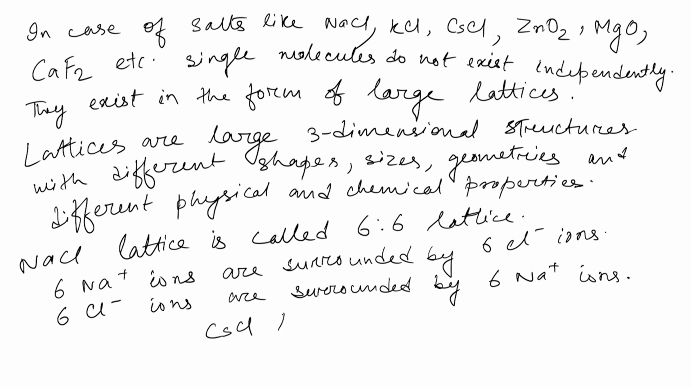Similarly, the cesium chloride lattice is 8:8. Here it's not exactly obvious how many ions surround each one. There are different calculations for finding these ratios too. So basically lattices have complex structures and single independent molecules do not exist there.